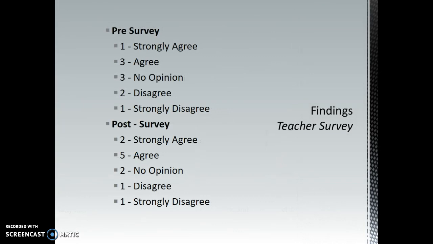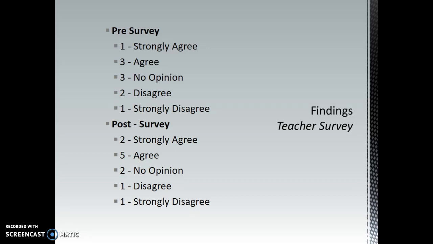So let's look first at the teacher survey. So the initial survey findings, she had a total of 1 strongly agree response, 3 agree, 3 no opinions, 2 disagree responses, and only 1 strongly disagree response. After the 4-week observation period and implementation of the multi-grade classroom instructional practices, the teacher responded with 2 strongly agree, 5 agree responses, 2 no opinions, only 1 disagree, and only 1 strongly disagree.